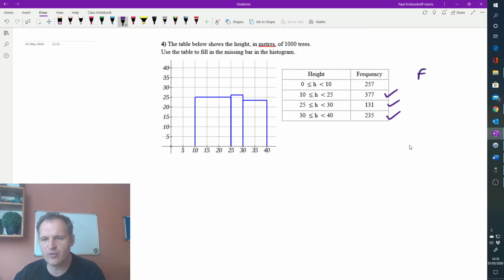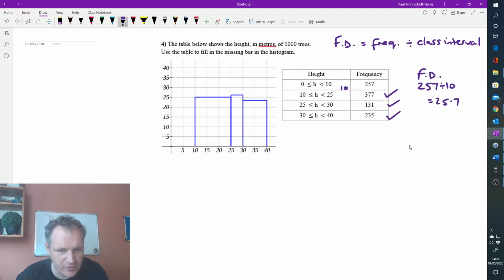So we need to know what the frequency density is. Remember, frequency density, I say this each time because I want it to go in, is your frequency, I call it freq, divided by your class interval. I only need to find one here. I believe it's 10. So we're going to do 257 divided by 10 is 25.7. So I'm going to find where 25.7 is. It's about here. And that's going to be my final one.